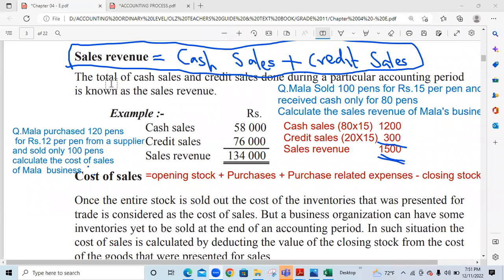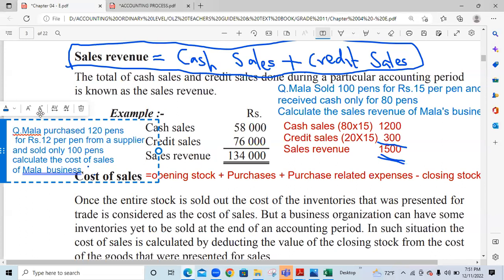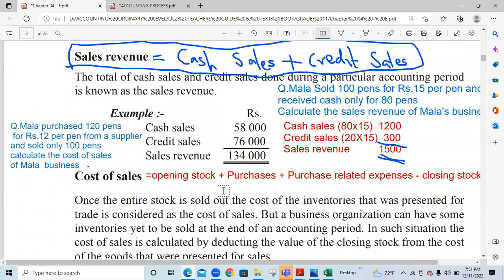Okay, almost everyone made the mistake except so far one student. Except one student, all the other answers are wrong. Come on, guys, think. What is cost of sales? Cost of sales is the cost you incur to sell your good. In order to sell your good, what is the cost you have incurred? That is what cost of sales means.